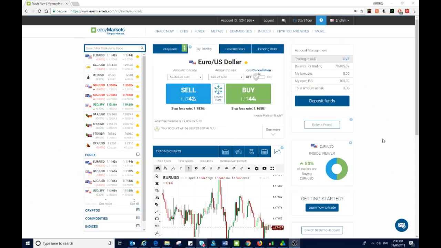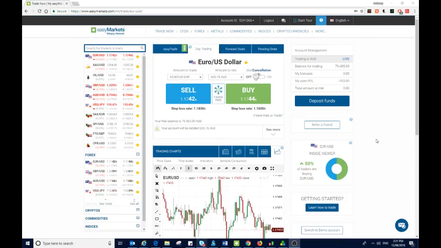Got a little tutorial for you today. We're going to be going over some of the basics of opening and closing a trade on the easyMarkets platform, and helping you navigate around the actual features, know where your trades are, know how to open, know how to close, know how to adjust your positions.